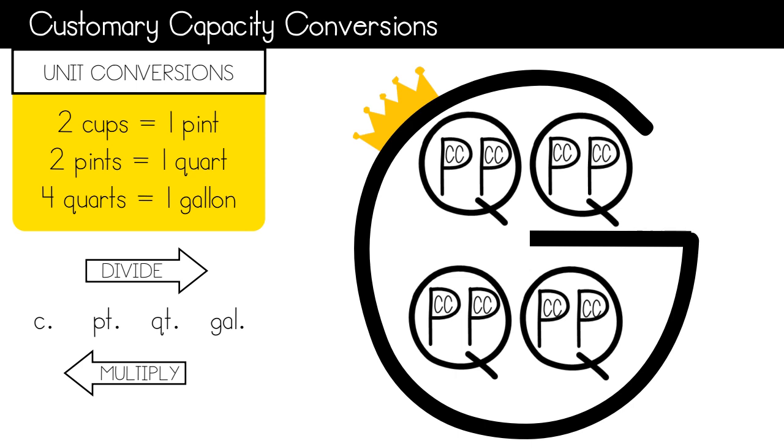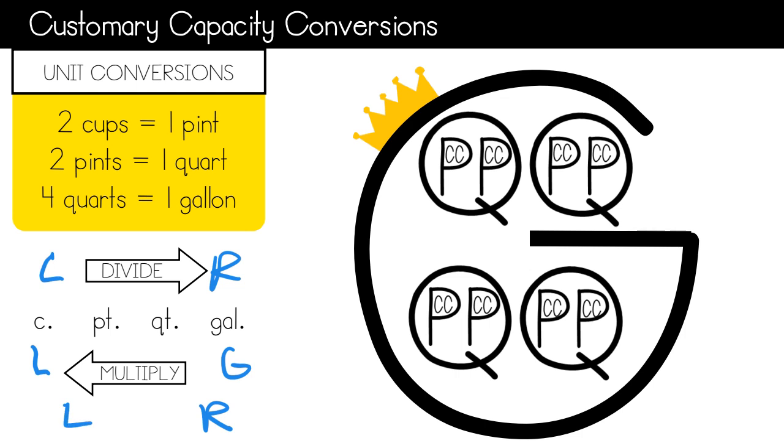Now let's look at our customary capacity conversions. On our left-hand side over here, I put our unit conversions just like we're familiar with. 2 cups equals 1 pint. 2 pints equals 1 quart. 4 quarts equals 1 gallon. I also have our little helper down here on the bottom where we have our units from least to greatest. If we go from left to right, we are dividing. If we go from right to left, we are going to multiply.